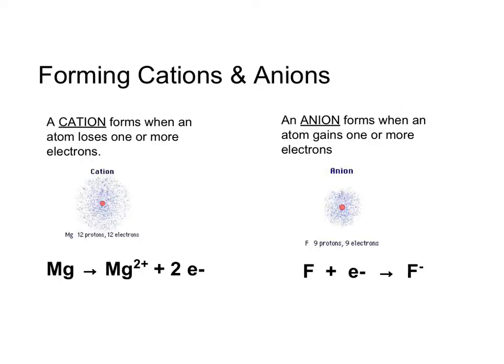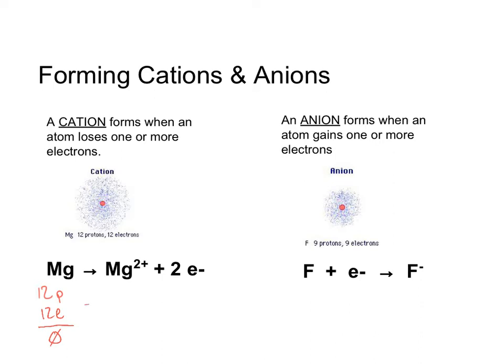For example, let's look at magnesium. Magnesium is a metal, which means it's going to tend to lose electrons and form positively charged cations. Magnesium has an atomic number of 12, therefore it has 12 protons in the nucleus, and so a neutral magnesium atom will also have 12 electrons on the outside. And so our total amount of positive charges equals our total amount of negative charges for an overall neutral charge of 0 on the magnesium atom.